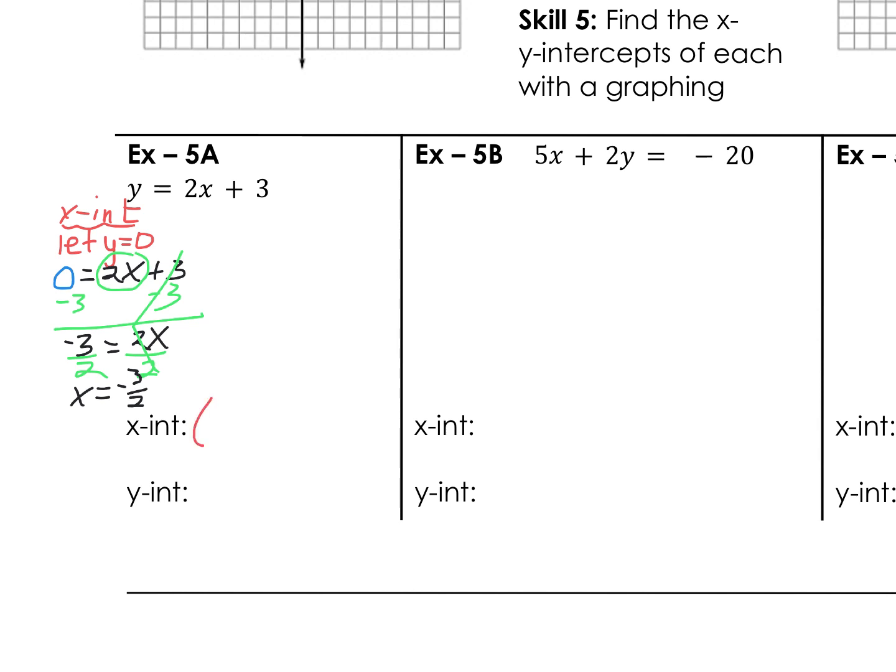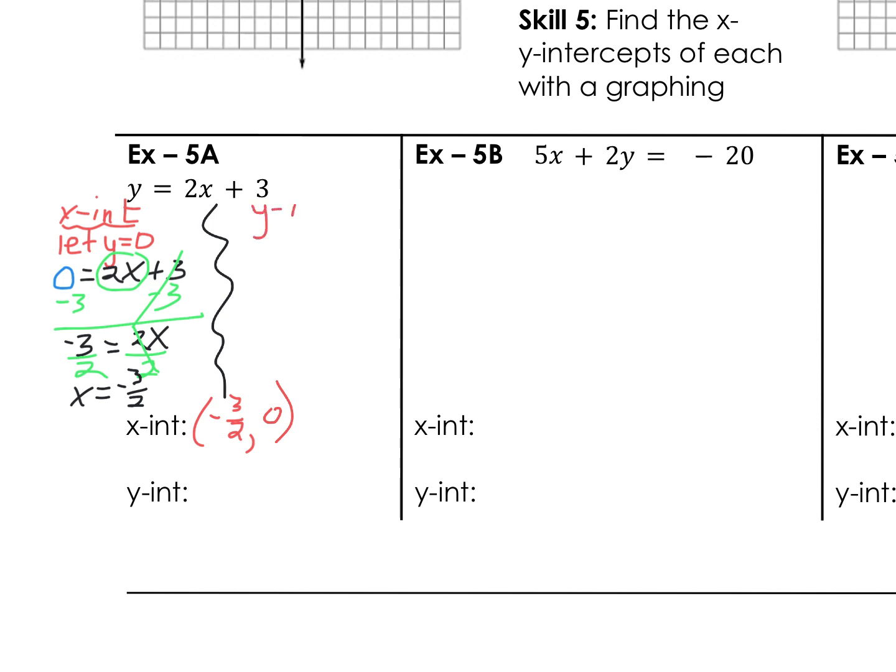So if x is negative 3 over 2, that's the x value of the x-intercept. And then remember, we said let y equal 0, so that is the y value. So the y value is 0. And that's it. Then we're going to find the y-intercept next.